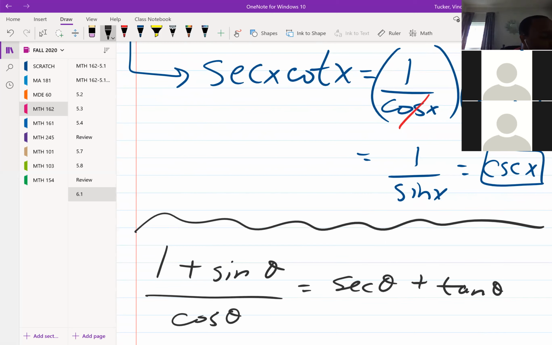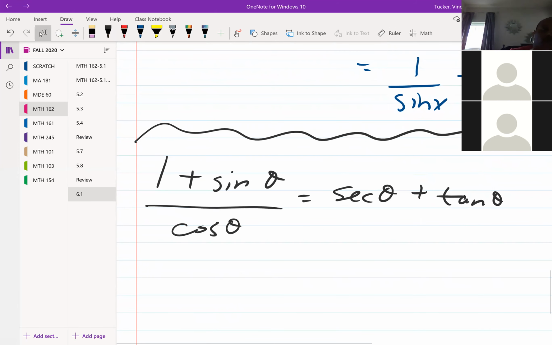All right, so here we have 1 plus sine over cosine is equal to secant plus tangent. What we can do here, and some of this stuff will be less complicated once you see what your options are. As you see a few examples, you say, oh, okay, I didn't know I could do that. That makes sense. And so once you see the options, you will start to know what you can do and what you can't do and so on.